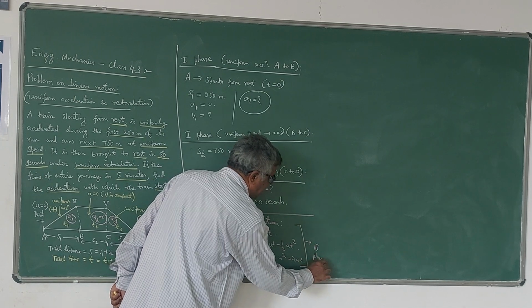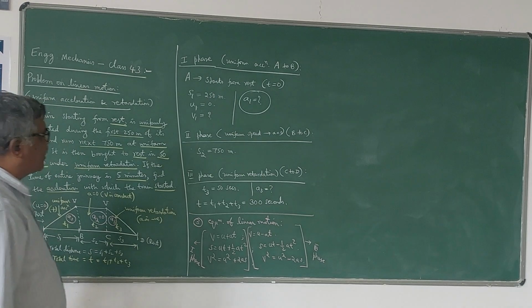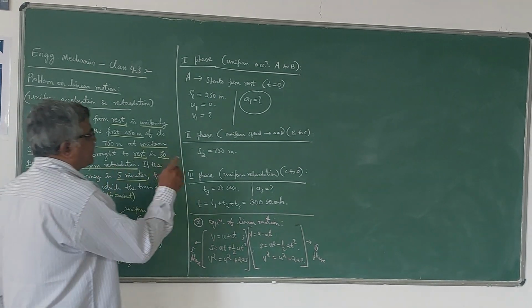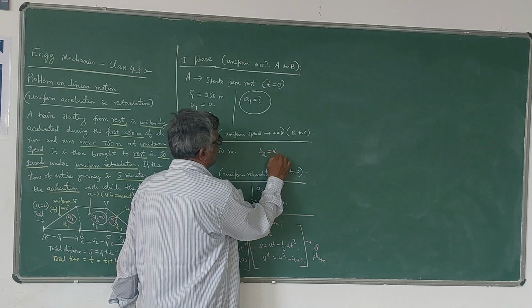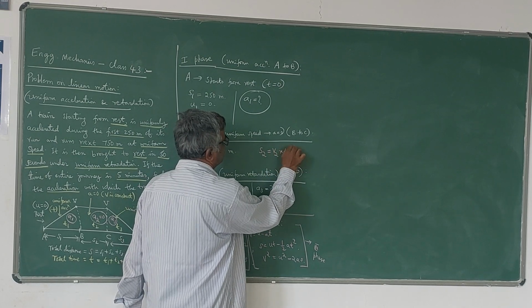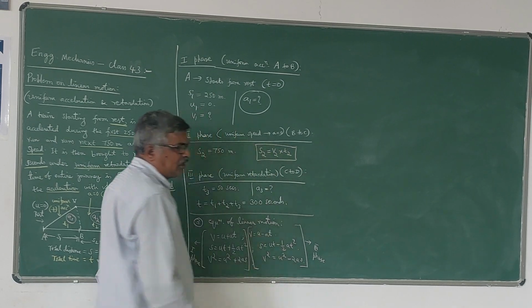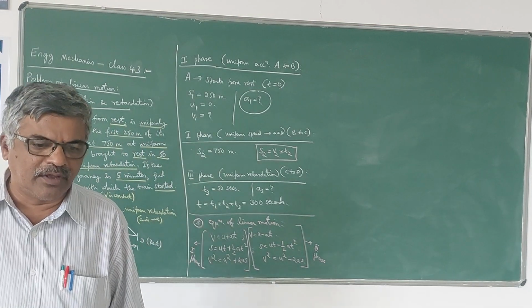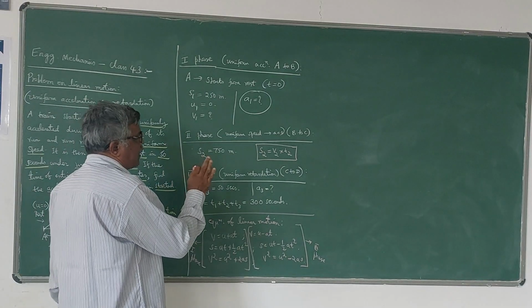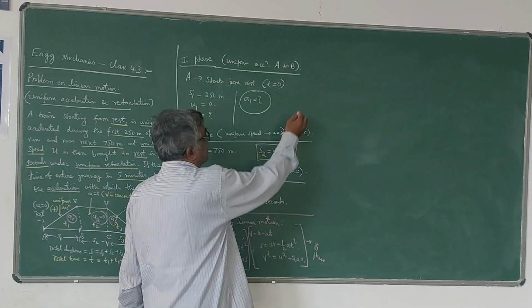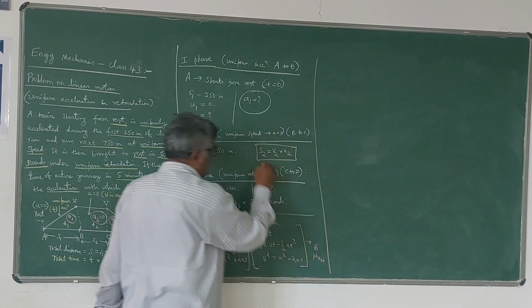In the middle phase, since there is no acceleration, the only equation we can use here is S2 is equal to velocity V2 into T2. That's all. Because A2 is 0, the acceleration term will not be there in the second phase.